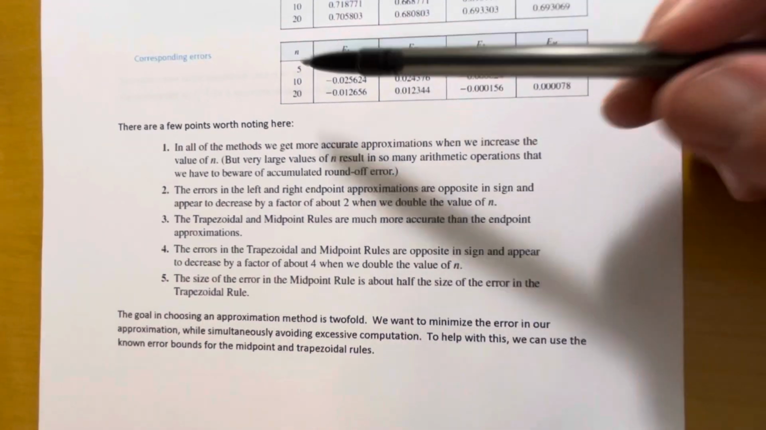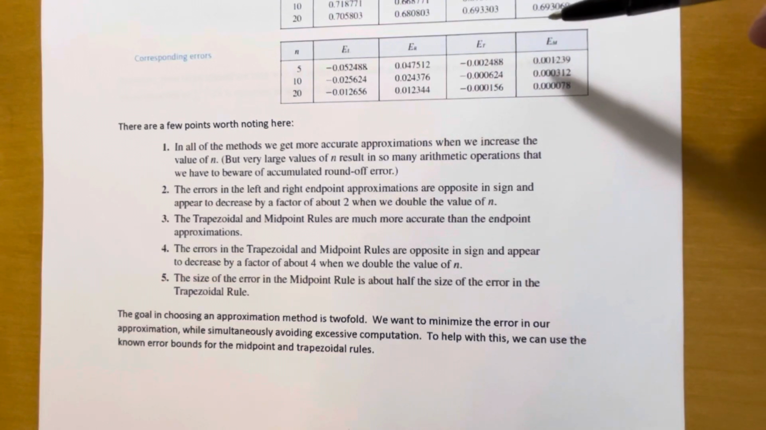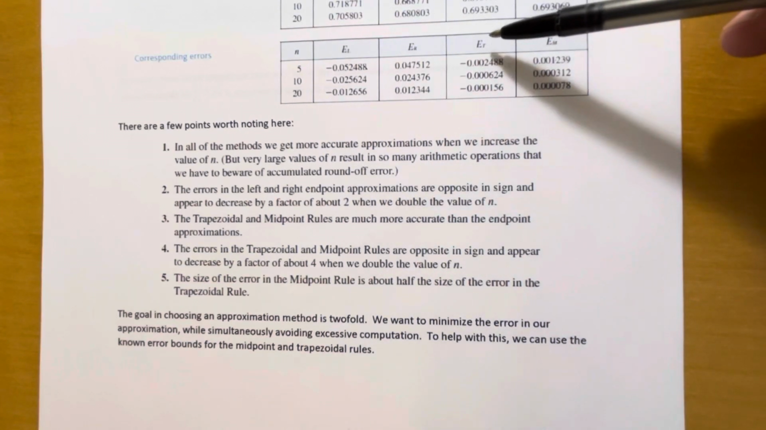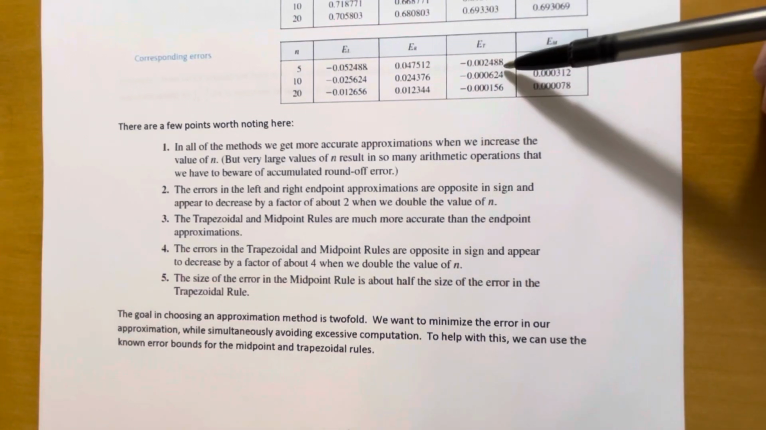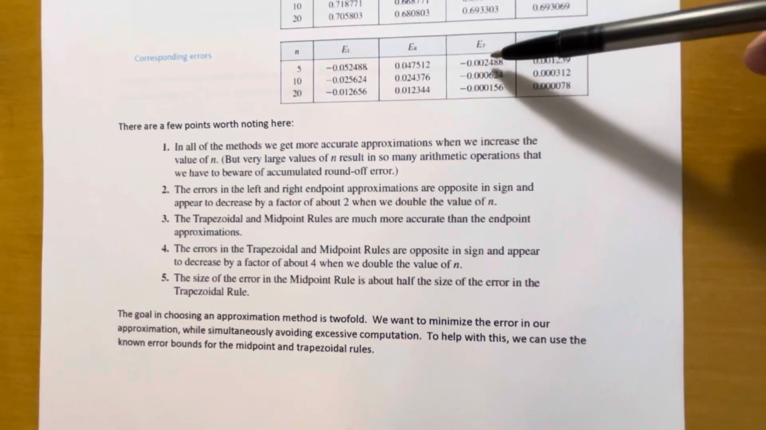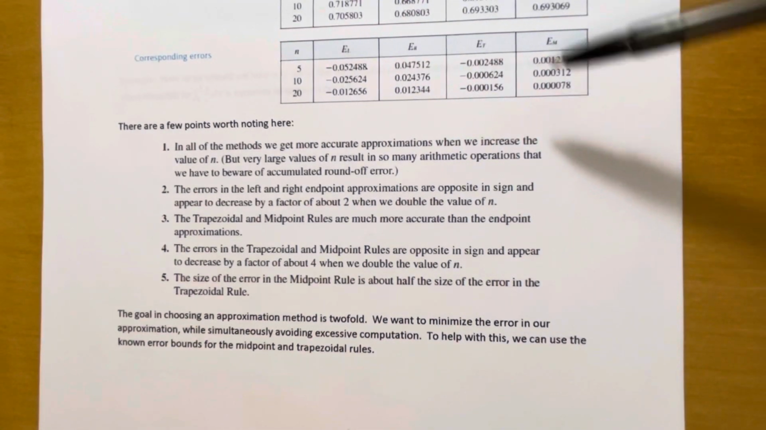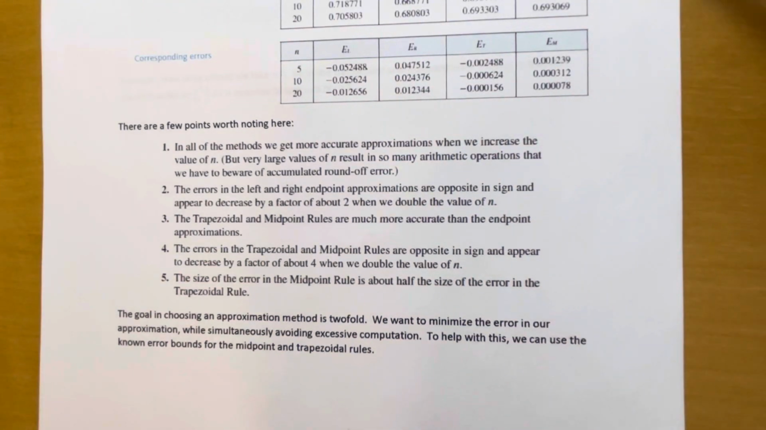That means that as n increases, we are getting a much greater decrease in our error for the trapezoidal and midpoint rules than we're seeing in the left and right endpoint rules. These are only getting cut in half while these are being quartered. That suggests that these two methods are much more effective than the left and right endpoint methods.